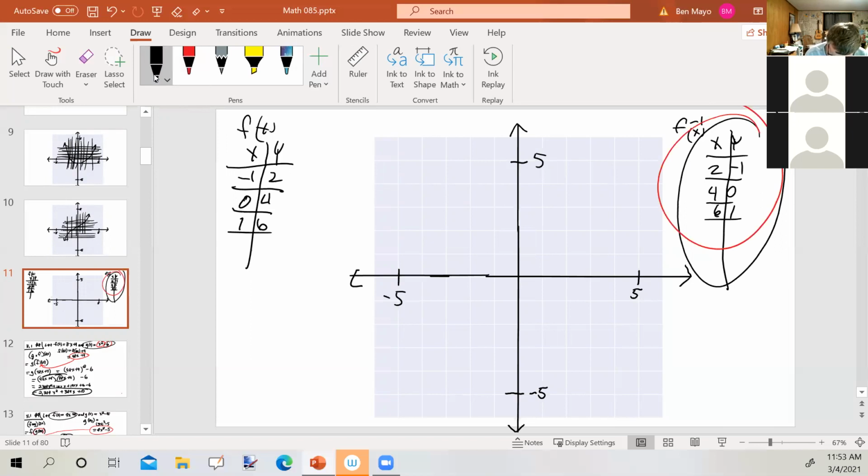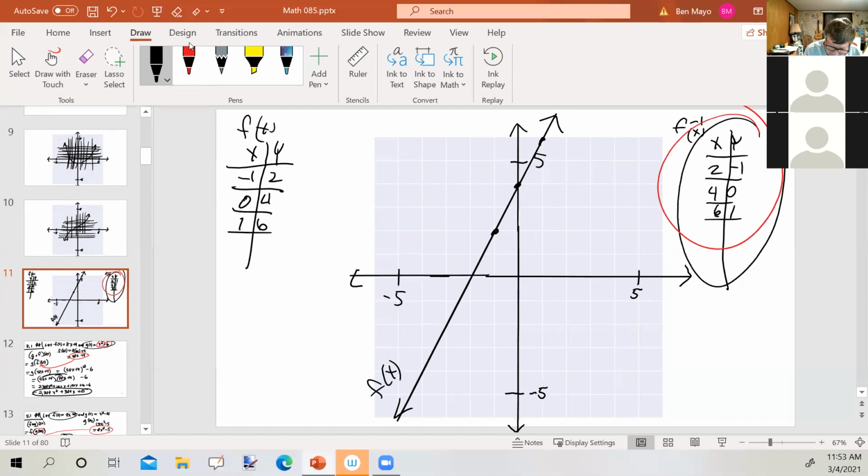Okay, so f of x: x is -1, y is 2; x is 0, y is 4; x is 1, y is 6. Okay. So there is the graph of f of x. We okay with that?